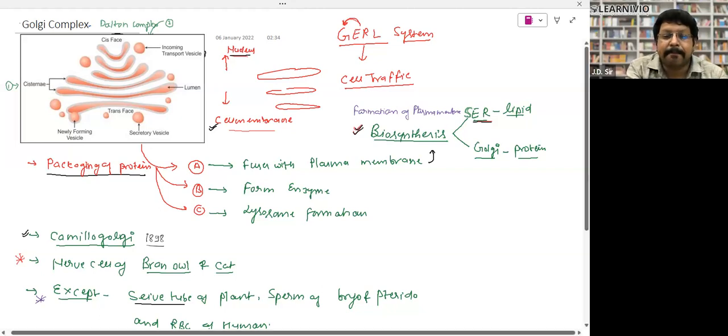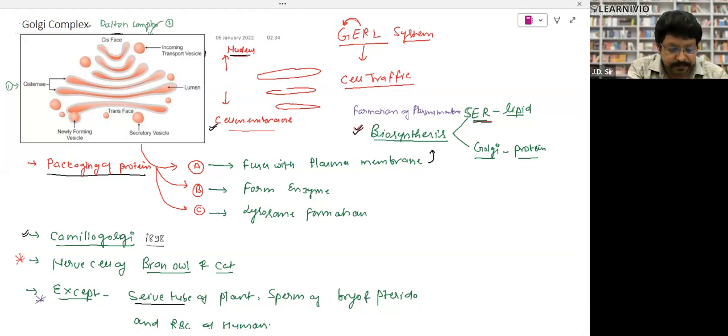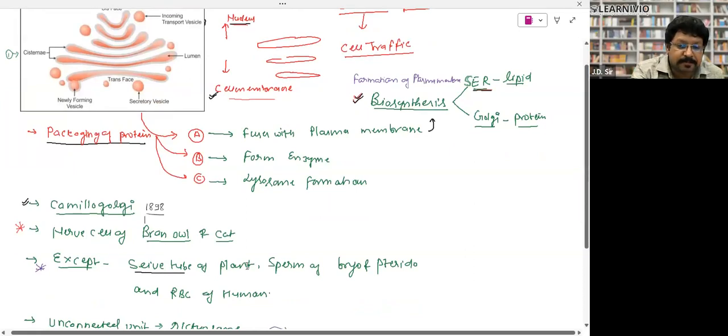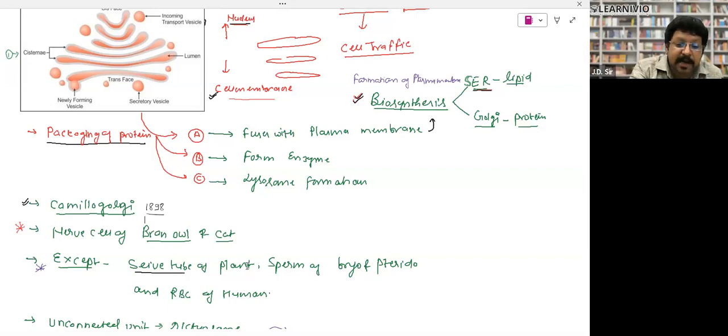Next point. It is present in all eukaryotic cells, except the sieve tube of plant, sperm of bryophyte and pteridophyte, and RBC of human. Full stop.